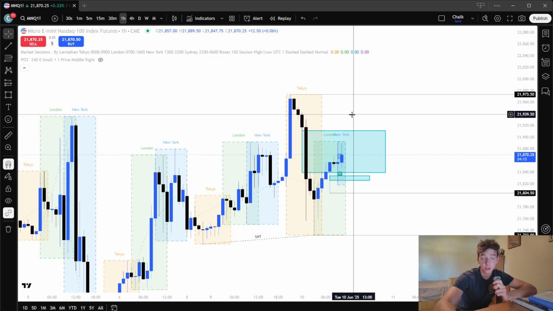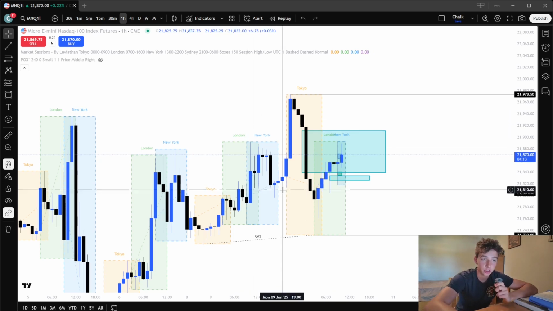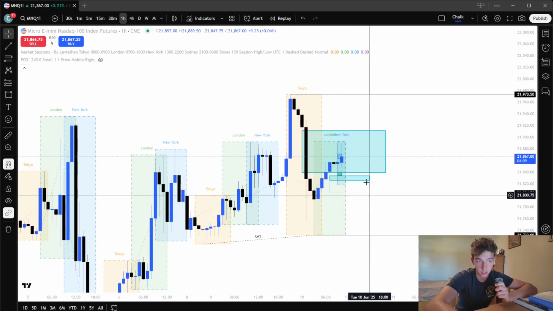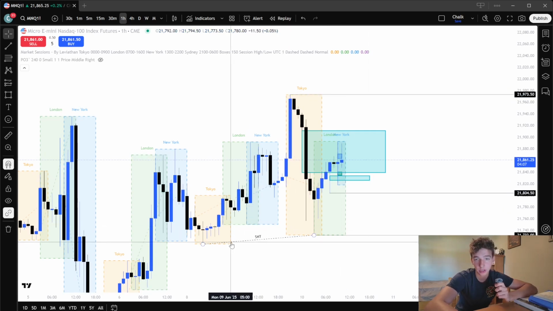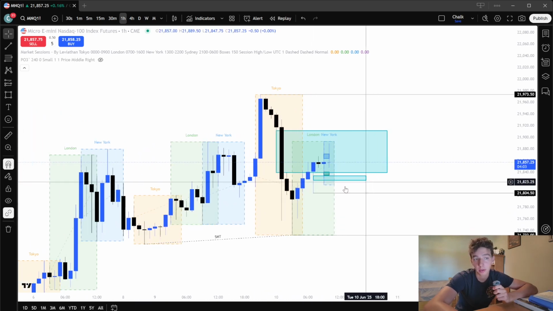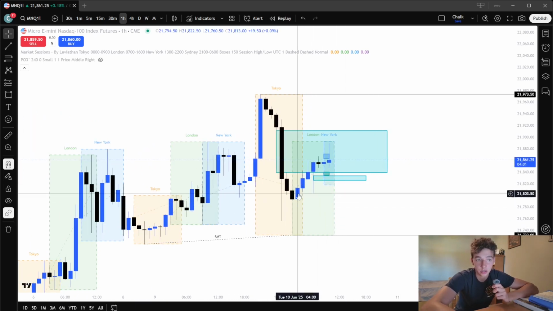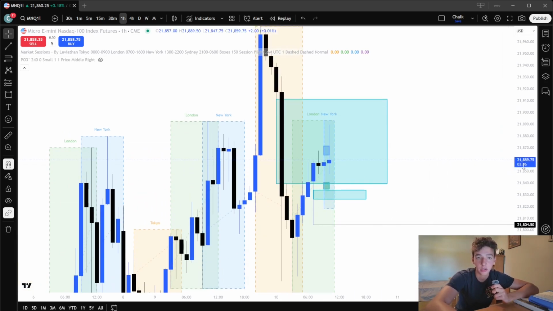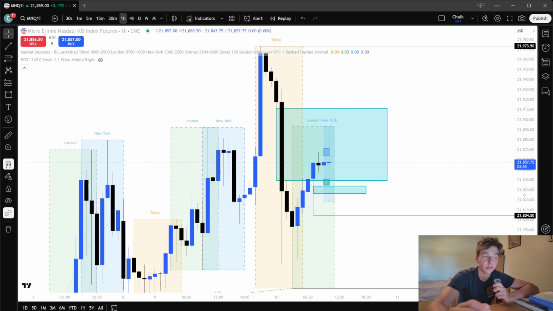Before I talk about New York session, what did we do in Asian session? Well, Asian session, we pumped, we swept all this buy side liquidity, and then we dumped. And we swept all this sell side liquidity, putting in a bullish SMT. London session kind of bull ran up, but we barely make it to equilibrium of Asian session. So that's already giving me this price action slowing down a little bit. You got to be able to read that.